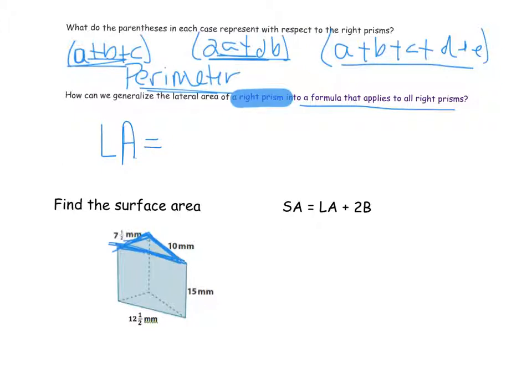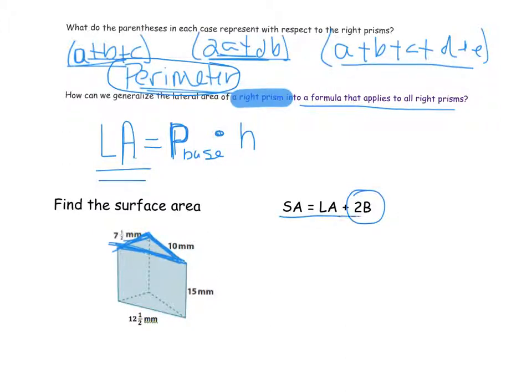LA, our lateral area, in each case we had the perimeter of the base times the height of the prism. So in every case, instead of having to do all of that math, if you just add up the perimeter of the base and multiply it by the height, that gives you the lateral. And then all you have to do is find the area of your two bases.